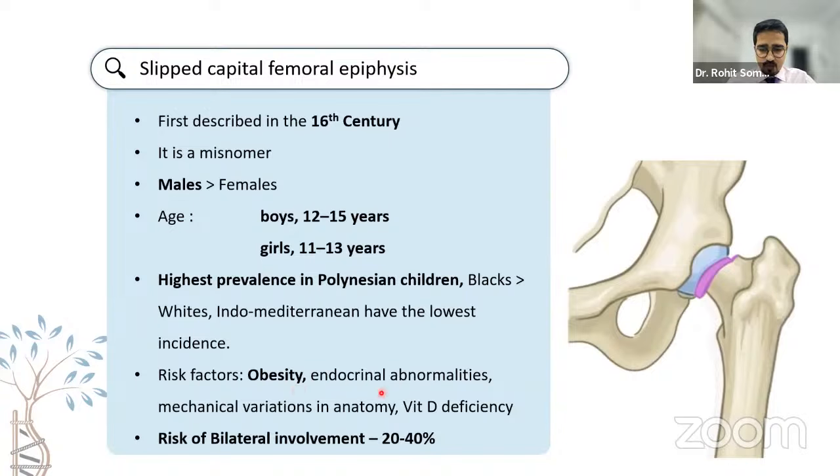There are endocrinal abnormalities like hypothyroidism and renal failure, and mechanical variations in anatomy like the epiphyseal tubercle, the size of which has come into focus quite recently. Vitamin D deficiency has also been commonly noted in the Indian population. The risk of bilateral involvement in SCFE is around 20 to 40%, and approximately 50% of these are present at the initial presentation.